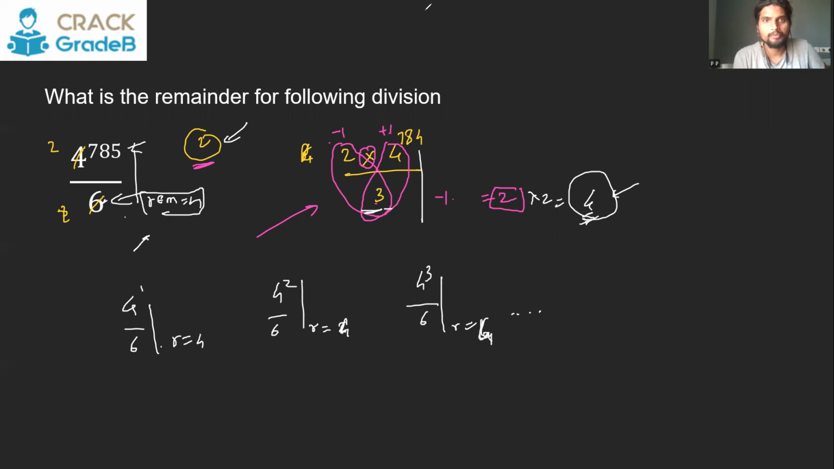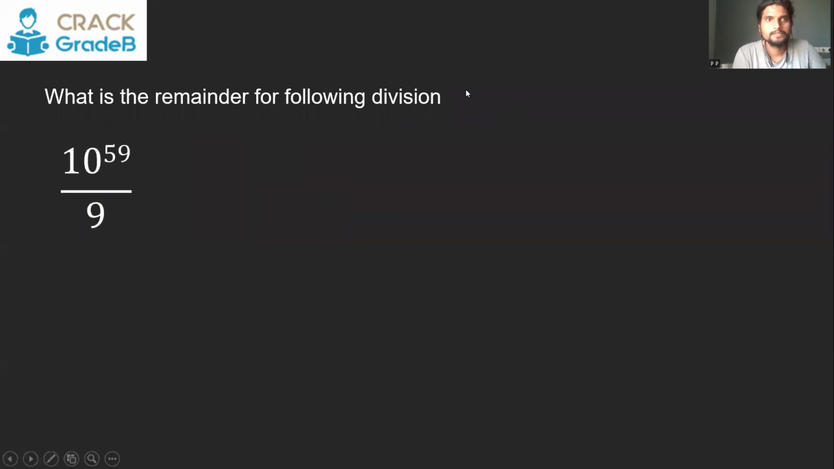Let's see one more. What is the remainder for the following division? If you check this individual remainder, that is 1. And 1's power 59 is 1. The answer is going to be 1. Let's see the next one.